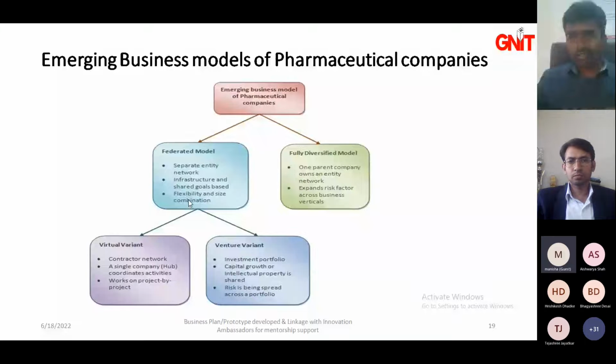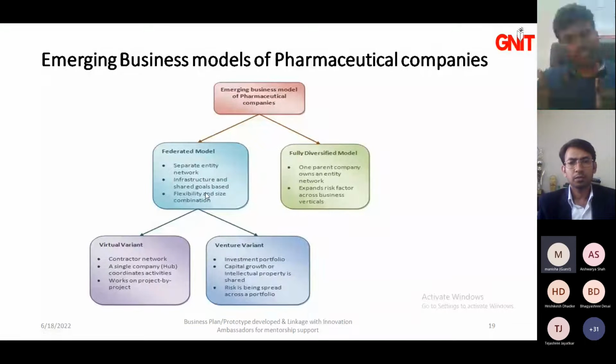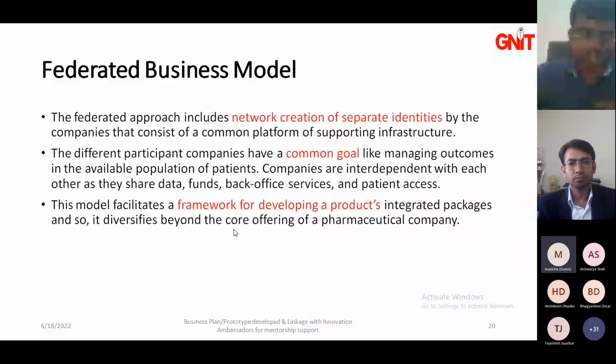But the fully diversified model is meant to be one parent company with its own entity network. One company, like Dr. Reddy's or Cipla, makes its own network. Here the risk is spread across business verticals. Here it is meant to be on a sharing basis. If you are going to start a business, join as partners, and whatever infrastructure and product ingredients are available, join, and here they divide into two. This is the federated business model, which I have explained to you.